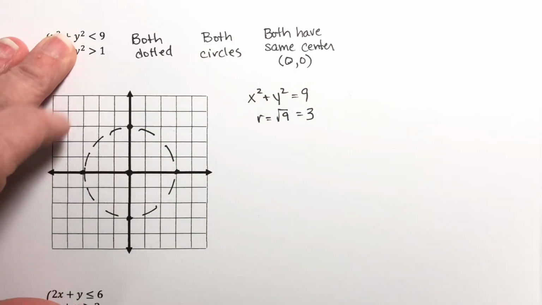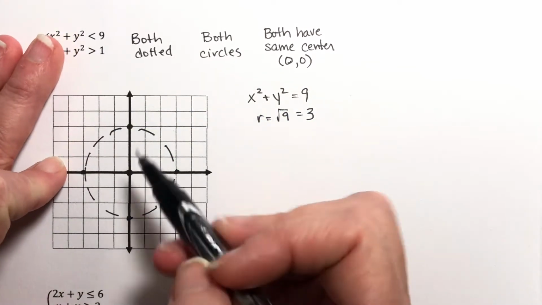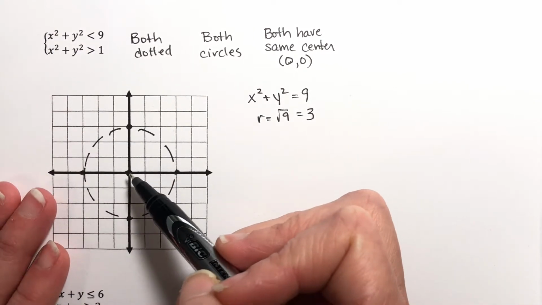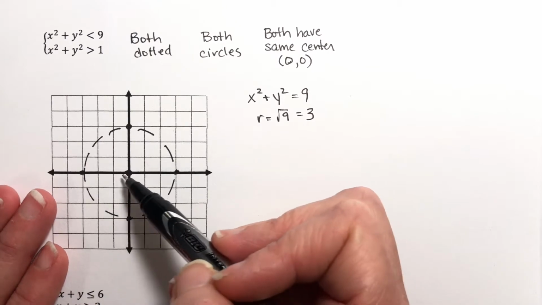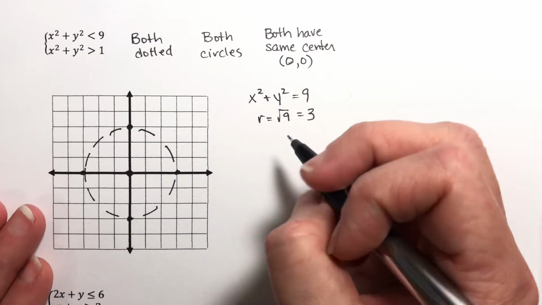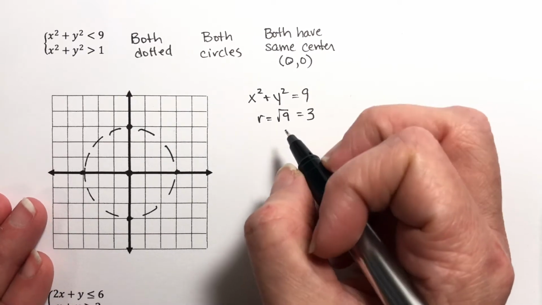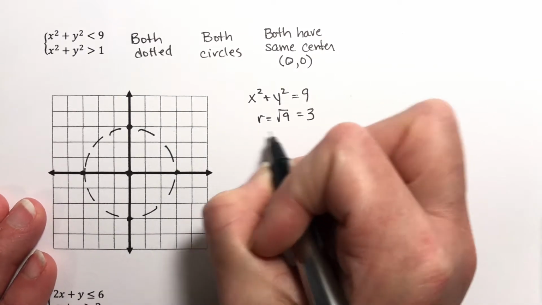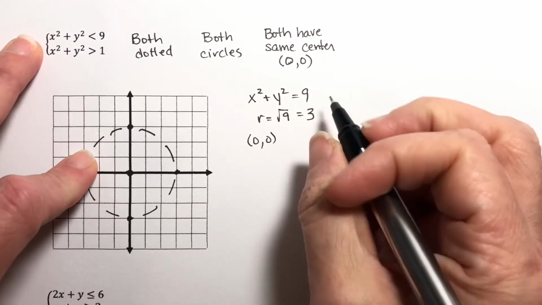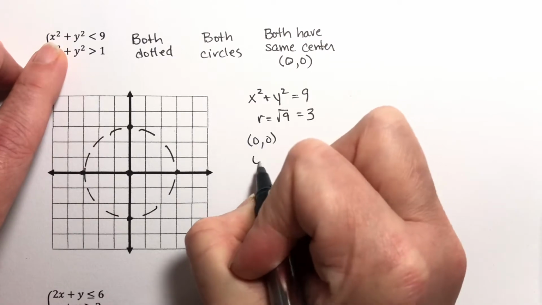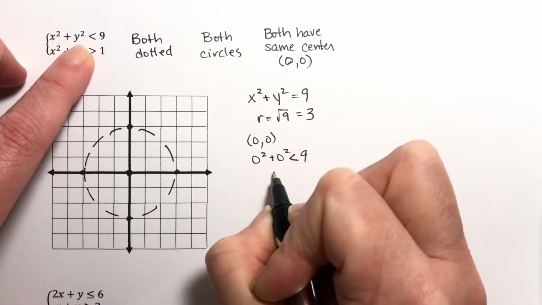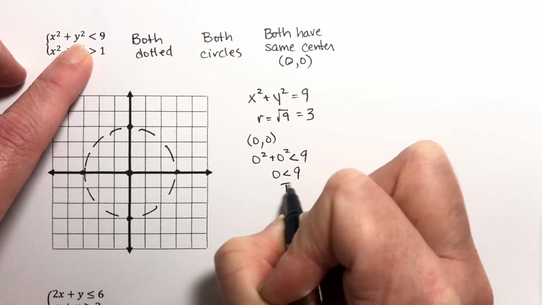Now the answer to this one is going to be either inside the circle or outside the circle. You can always test your center with a circle, because your circle never goes through the center unless your radius happens to be 0, and that would just be a point. So that's kind of a silly case. All right, so let's test inside or outside. I'm going to test 0, 0 because it is available and easy. That will give me 0 squared plus 0 squared is less than 9. 0 is less than 9, which is true.